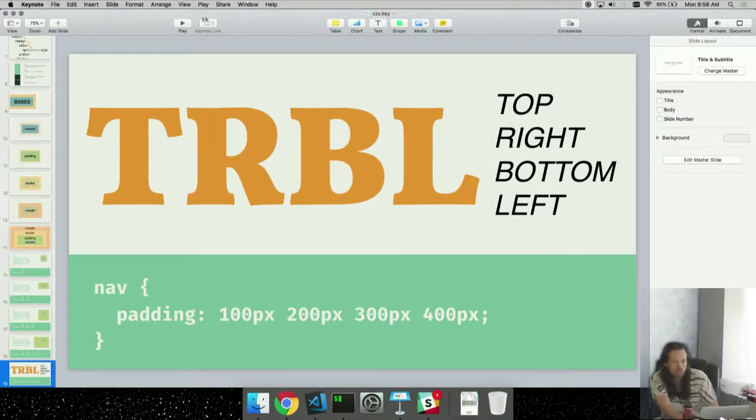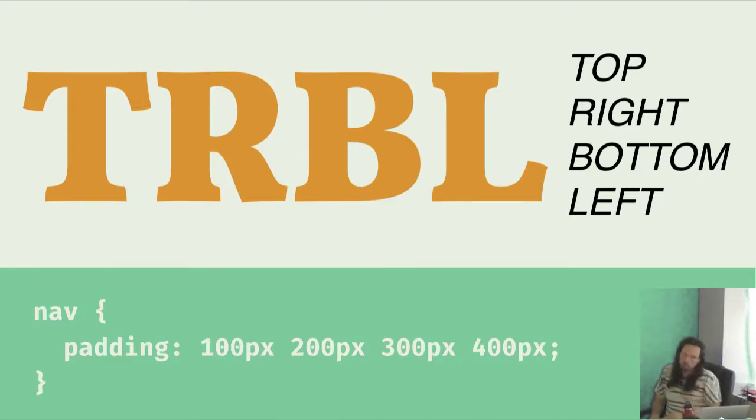Better. All right. So TRBL. This is the acronym we'll use to represent top, right, bottom, left. And if you remember this, then you know the order of all these things. Padding is the example. You can do the same thing with margin. It works the same way.